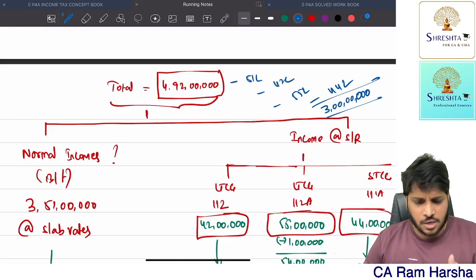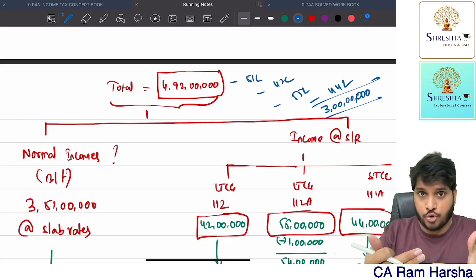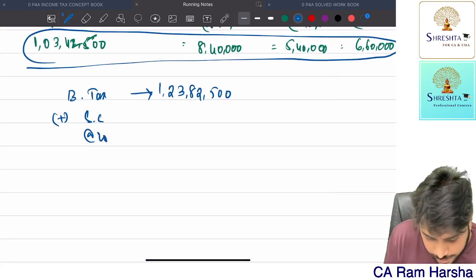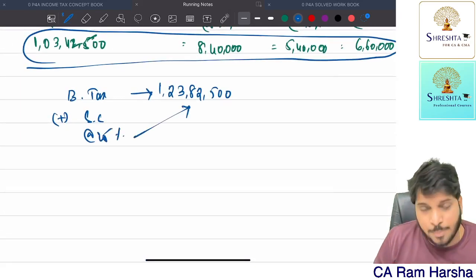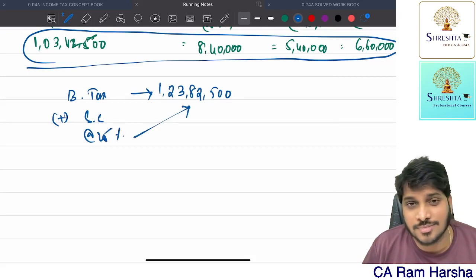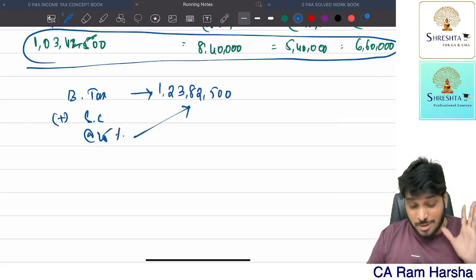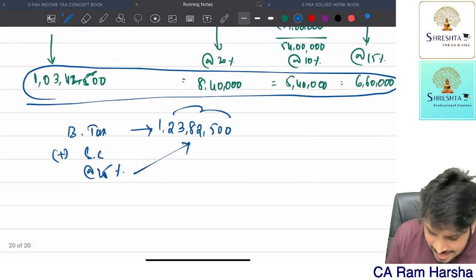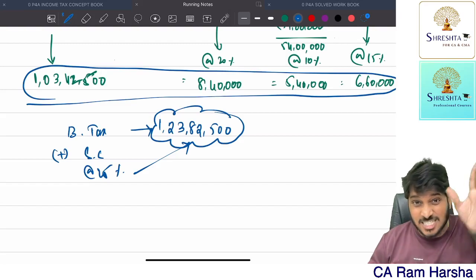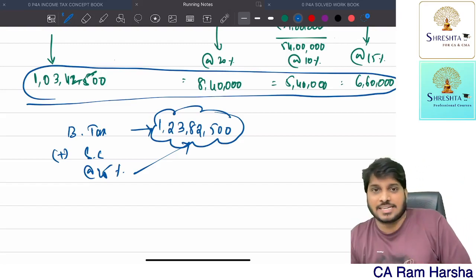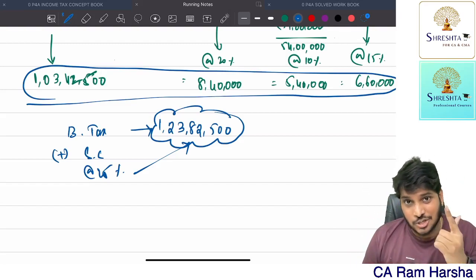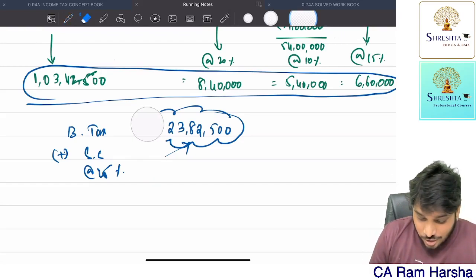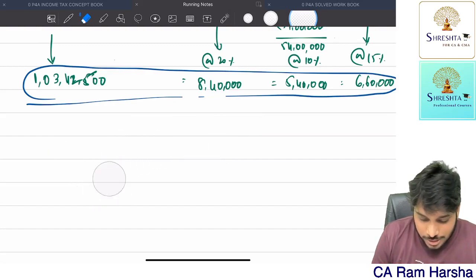3 crore. Now since 3 crore is more than 2 crore but not exceeding 5 crore, what is the rate of surcharge applicable? At 25%. Straight away apply 25 on this. Wrong answer. Why? Because in this basic tax, long term capital gain is there, short term capital gain is there, all that were there. So I will not total it.